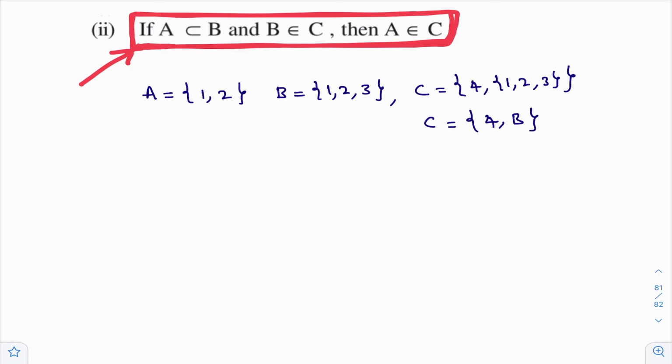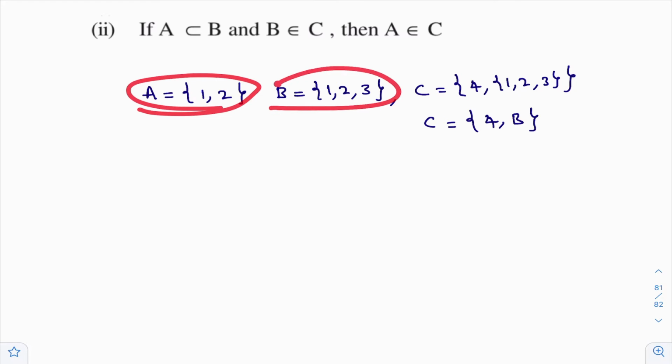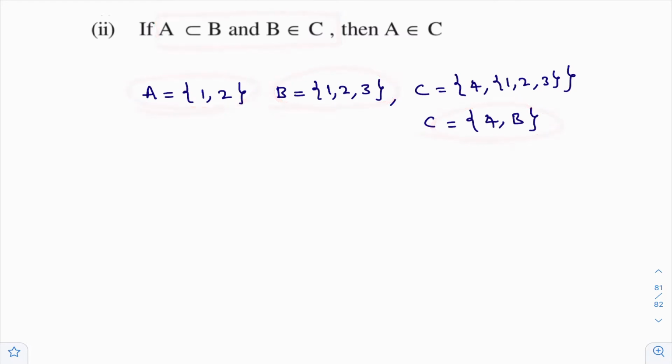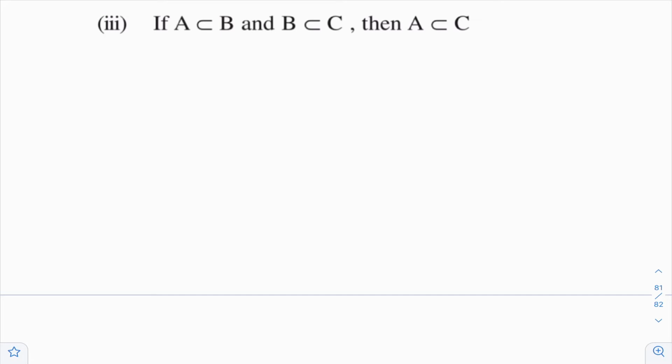Try to understand. Here they passed one statement. This statement may be true for some examples, but it is not true for all sets A, B, C. That is what I am trying to say. If I take A, B, C sets like this, satisfying these two conditions, you check: is A there in set C? No, A is not in set C. So this is false. I hope you understand.